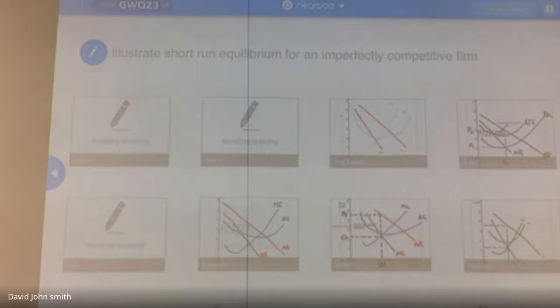The rule that I learned when I was in school is that marginal revenue falls at twice the rate of average revenue. Therefore, it cuts the quantity axis halfway to where the average revenue does. Now, that's the rule that I learned.